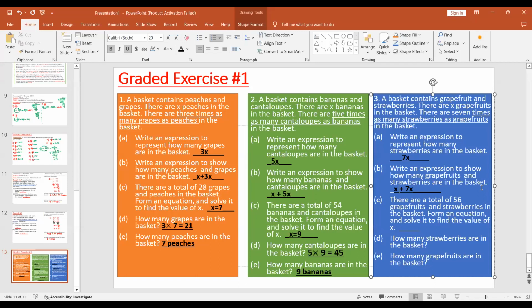There are a total of 56 grapefruits and strawberries in the basket. Form an equation and solve it to find the value of X. X plus 7X equals 56. X plus 7X equals 8X. 8X equals 56. So 8X divided by 8 on both sides. X is equal to 7.